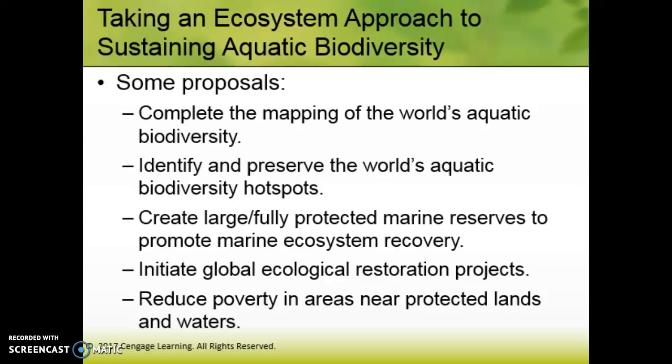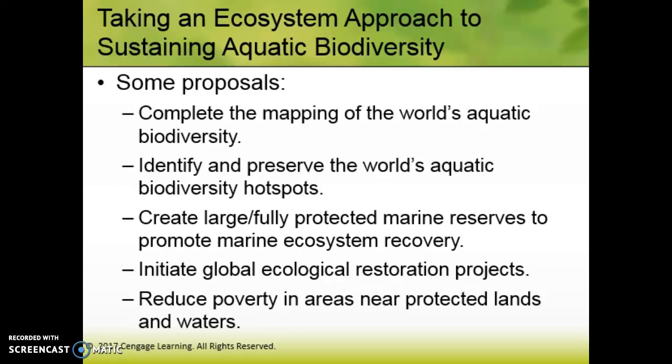So how can we use the ecosystem approach in aquatic ecosystems? Number one, we have to finish figuring out where these biodiversity hotspots are in the water. Number two, we need to expand and fund our marine reserves. Personally, I have a hard time prioritizing what's more important, coral reefs or tropical forests. They do a lot of the same ecosystem services. Coral reefs have a few more ecosystem services than forests, but they're both really important.